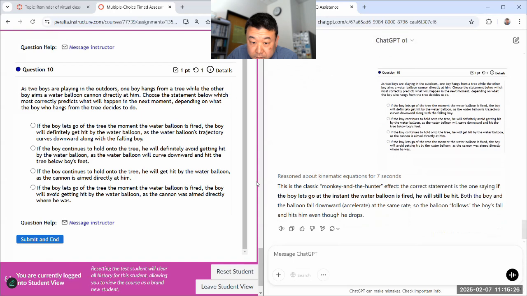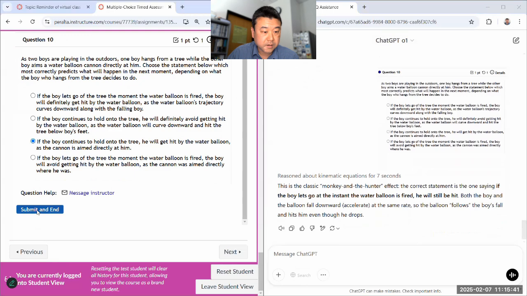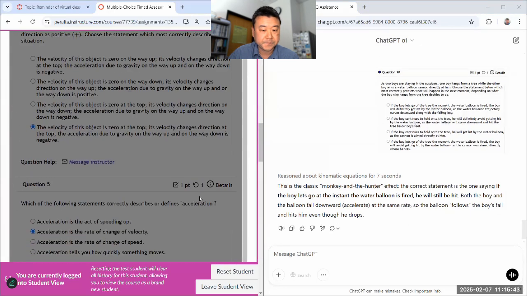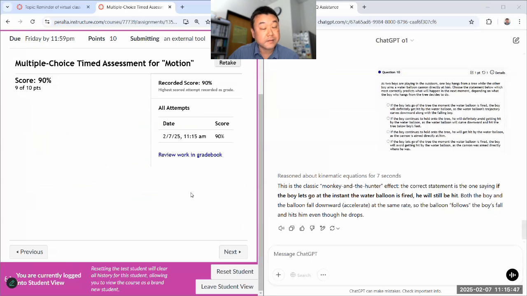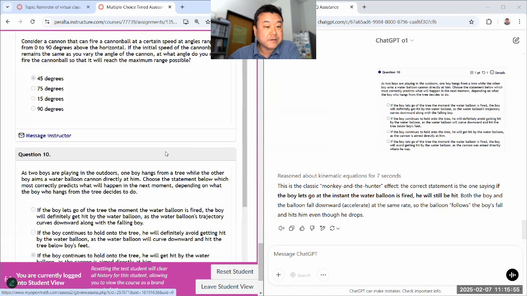Okay, let me submit an end. Just to make sure we have the correct measure of the time limit. 90%. That's the same as what ChatGPT 4.0 got. Let me see if it's at least faster.